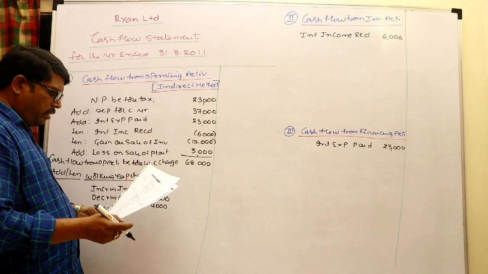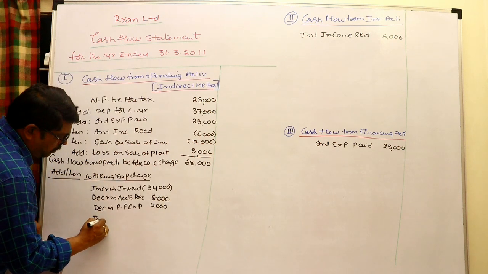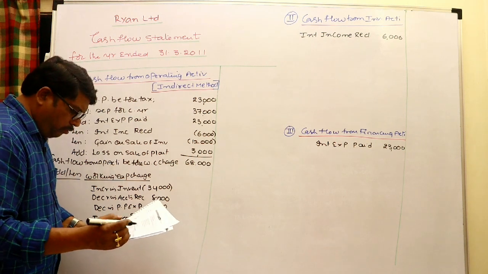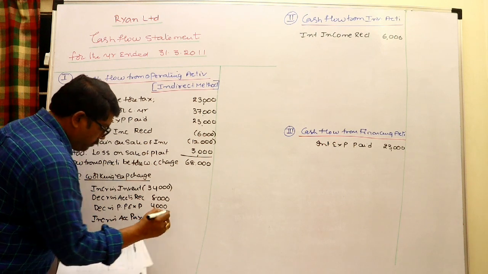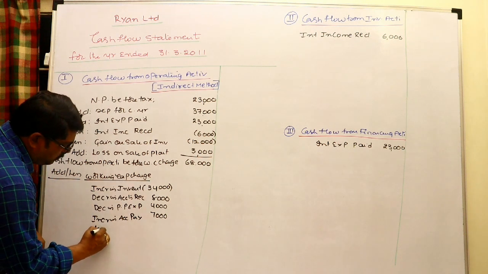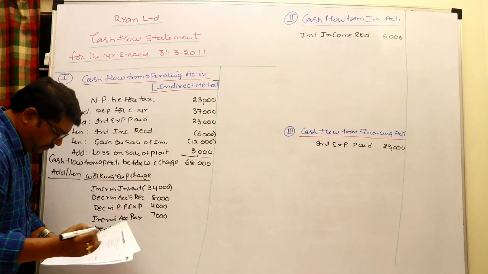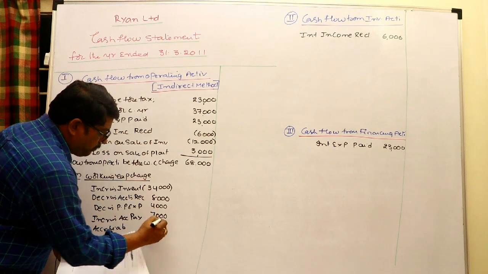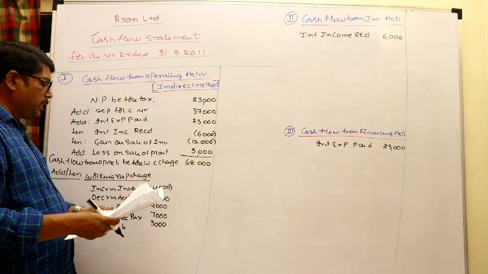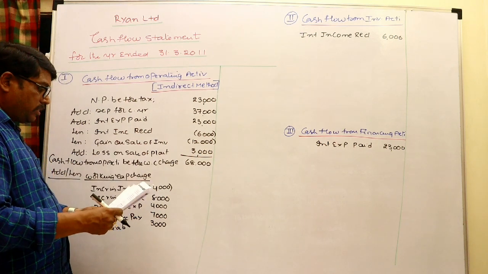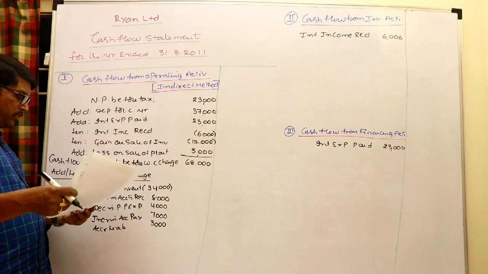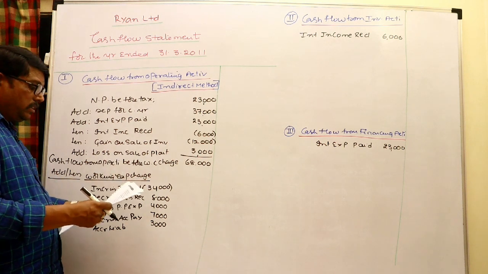Accounts payable increase, liability increase, inflow. Increase in accounts payable, inflow by 7,000. Accrued liabilities increase, inflow. Accrued liabilities inflow by 3,000. And lastly, income tax payable is not a current liability. I said that you can just consider these items only as working capital change.